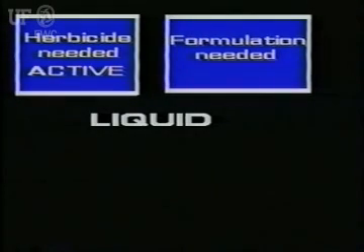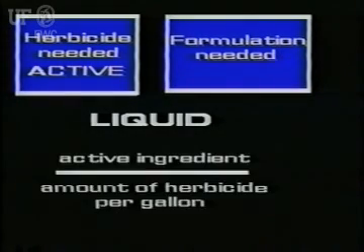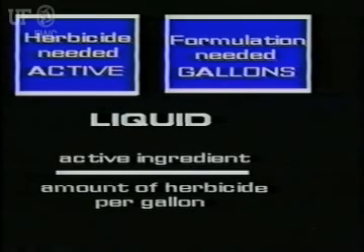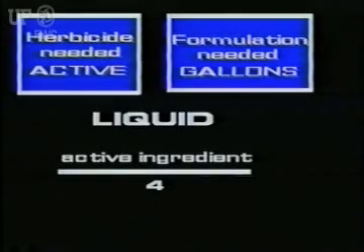For liquid formulations, divide by the amount of herbicide per gallon to determine gallons of formulation to apply. Or, for example, for 4 pound per gallon emulsifiable concentrate, divide by 4. Now, let's look at an example.